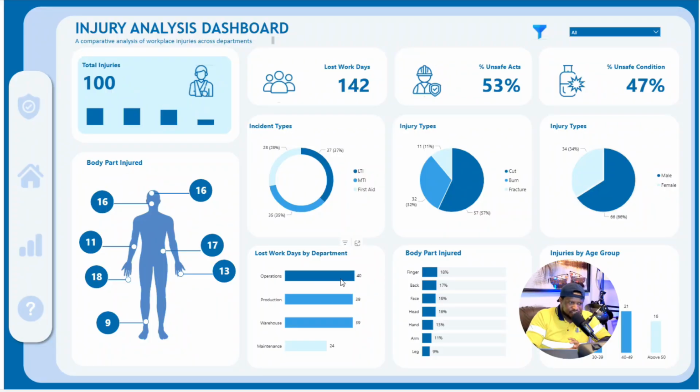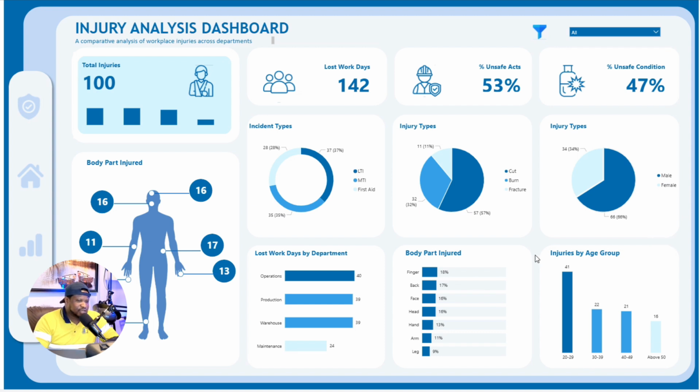So we can tell that operations is leading with 40 lost work days, whilst maintenance recorded the lowest lost work days, which is the best actually. And then we can tell the percentage. So with this one, we didn't show maximum and minimum. However, we show the maximum and minimum for this one. So the age group 20 to 29 is recording the most injuries.